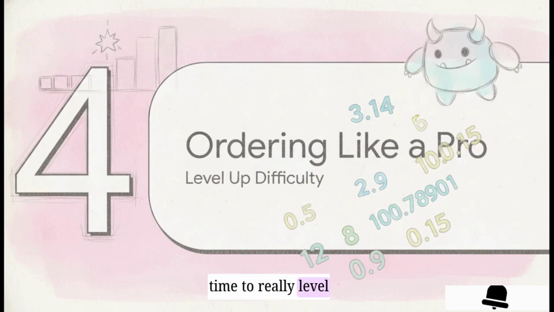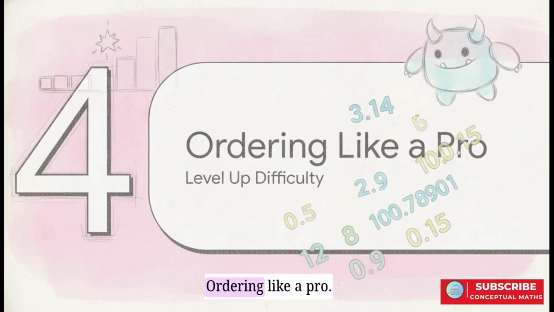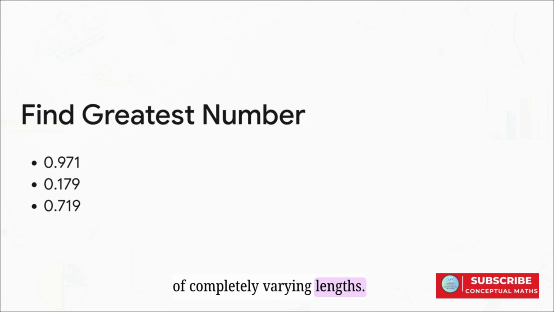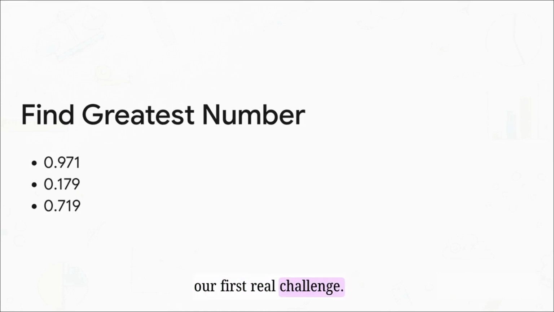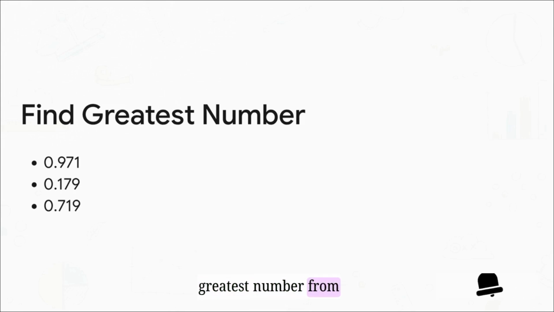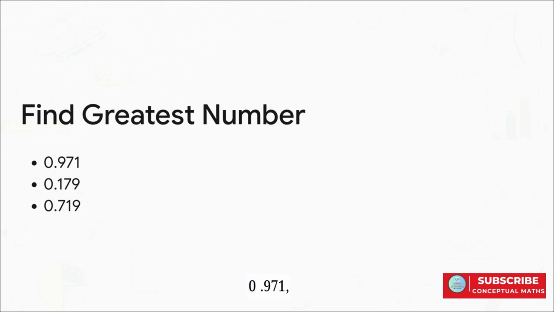Okay, time to really level up. Part 4, ordering like a pro. Think of this as the final boss of our explainer. We're going to arrange multiple numbers of completely varying lengths. Here's our first real challenge. We need to identify the absolute largest, greatest number from this jumbled list of decimals: 0.971, 0.179, and 0.719.